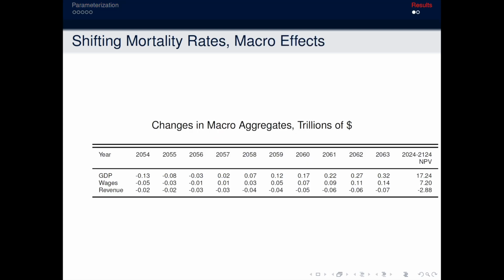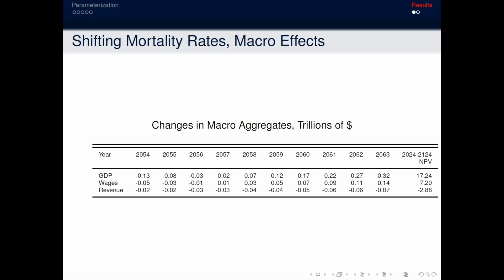Now, again, OG Core is set up to look at macroeconomic effects of these types of policy interventions. So here I'm presenting just a few types of results we might look at. We might care about wages and GDP as well as government revenue. And here we have it for those shifts in mortality rates from the picture two slides ago. So this is changes in macroeconomic aggregates from 2054 through 2063. This is the initial 10 years as this mortality rate shift begins to occur. Numbers are presented in trillions of dollars.